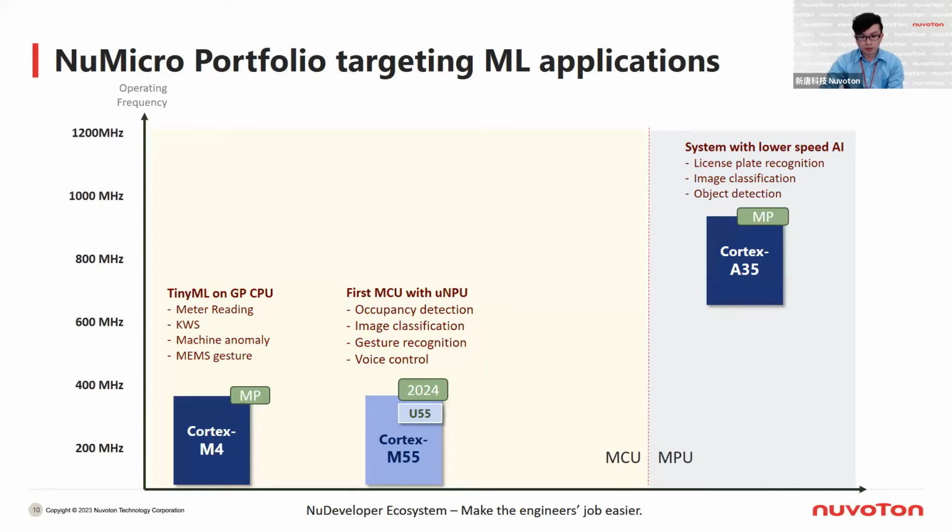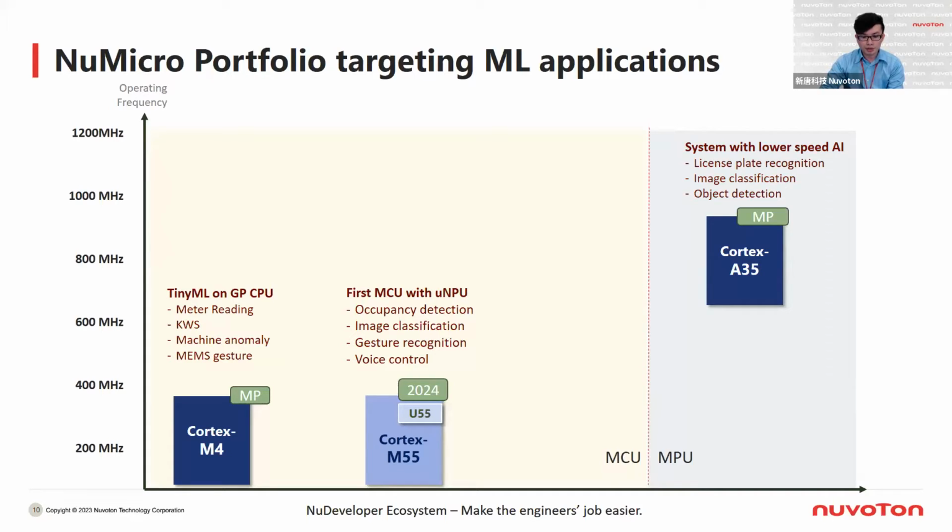The current version can run at 200 MHz, with the NPU part capable of achieving an accelerator speed of 200 MHz. The M4 is our standard MCU without an NPU. Its CPU core runs at 200 MHz and is suitable for handling linear AI computations.